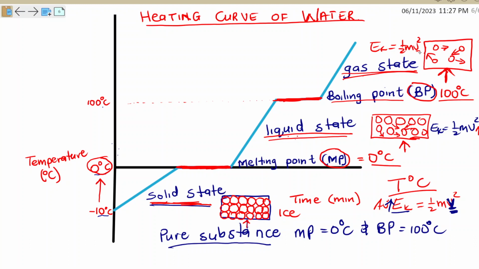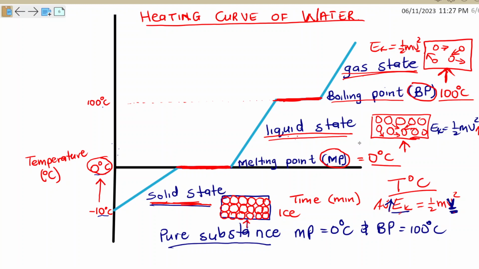Now at the gas state, the velocity of the molecules is higher than that of the liquid. So by increasing the temperature, we are increasing the average kinetic energy, which means we are increasing the speed of the molecules. So there is a higher collision of gas particles in the gaseous phase than in the liquid phase or the solid phase. This is a simple example of a heating curve.